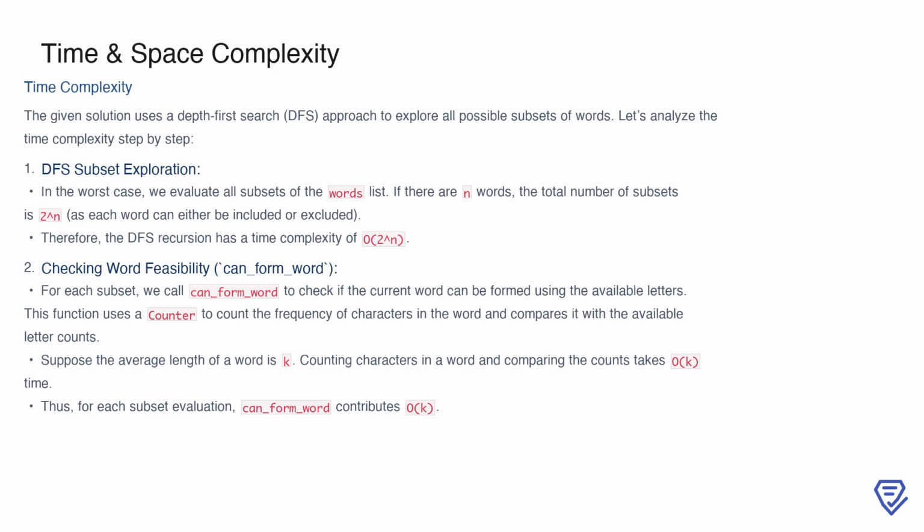Next, we consider the can_form_word function, used to check if a word can be formed from the available letters. This function uses a counter to compare character frequencies in the word with the available letters. If the average word length is k, this operation has a time complexity of O(k). Since we call can_form_word for every subset, the total time complexity includes this step as well.